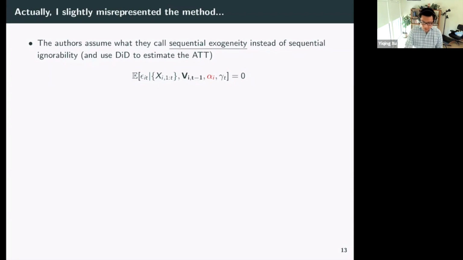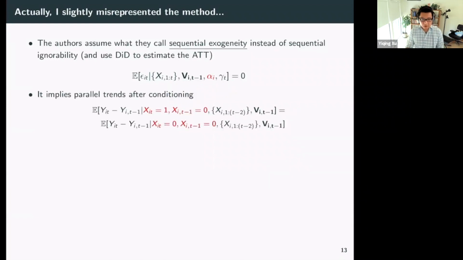It means the error term, conditional on past treatment and a bunch of past information, including past covariates and outcome, and then unit fixed effects and time fixed effects. Once you condition on all of them, the expected value of the residual is 0. This assumption implies parallel trends after conditioning on this bunch of things.